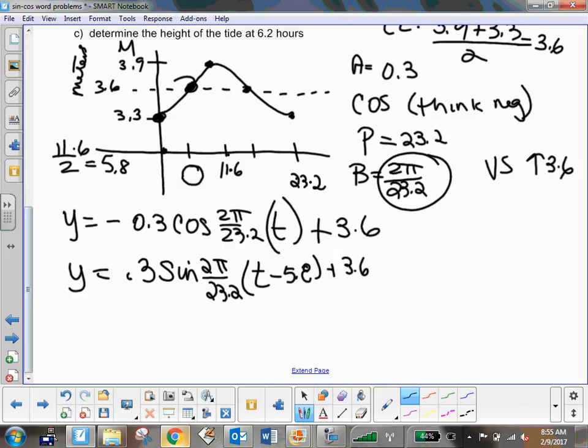I get 3.632 meters. Well, let's see. 2 times pi enter divided by 23.2 enter times 6.2 enter. Take the cosine of that answer enter multiplied by negative 0.3, hit enter, plus 3.6. I got 3.623.